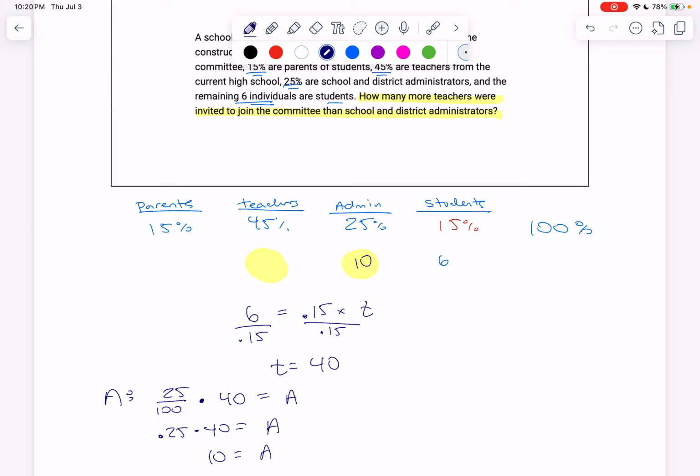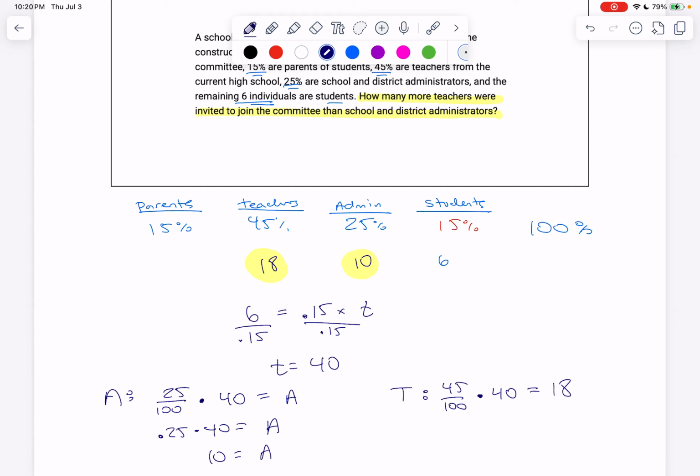Ooh, there we go. And we can do the exact same thing for our teachers. Now that we have our total, teachers are 45% multiplied by the total, which we found out was 40. We punch that out on our calculator, 45% of 40. We can do it as a decimal or a fraction. We'll get the number 18. So we have 18 teachers.